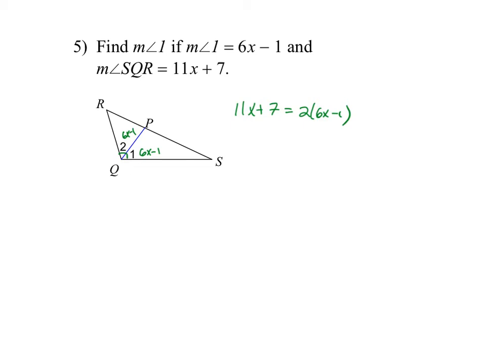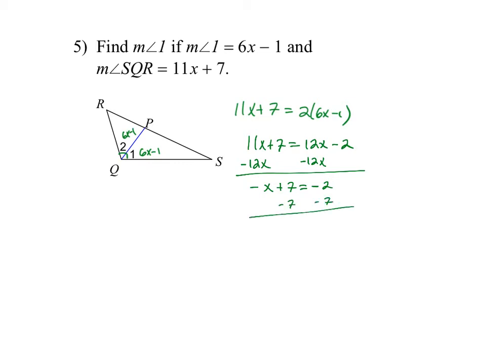So 11x plus 7 equals 12x minus 2. Minus 12x on both sides, so negative x plus 7 equals negative 2. Minus 7, negative x equals negative 9, divide by negative 1, so x equals 9. But it's actually asking me to find angle 1, so I plug that back into angle 1: 6 times 9 minus 1, 54 minus 1 equals 53 degrees.